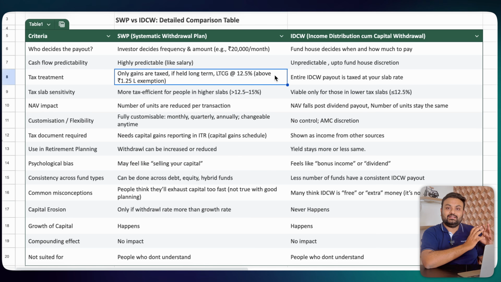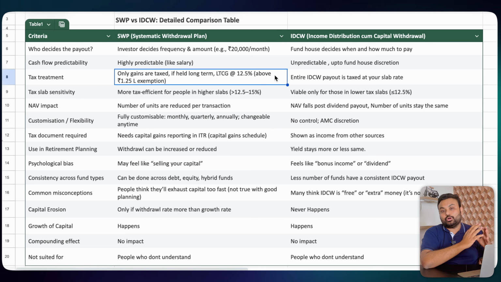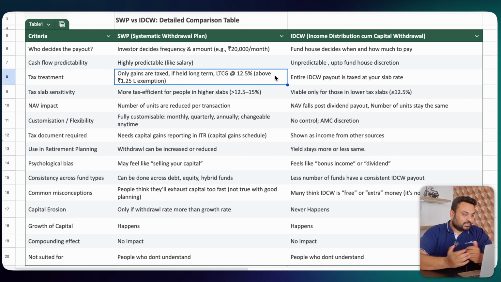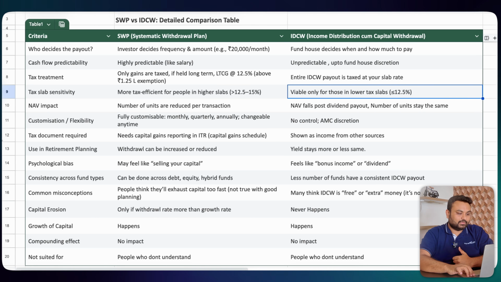But you need to understand, no matter what amount of SWP you do, you are only subject to long-term capital gain taxes. In case of dividend, it will only get added to your income and it might or might not shoot up your marginal tax slabs. Now, about tax slab sensitivity, it doesn't matter in case of growth plan and SWP what your income tax slabs are, because you are going to be taxed flat 12.5% on the gains. But in case of dividend, it is going to be variable.